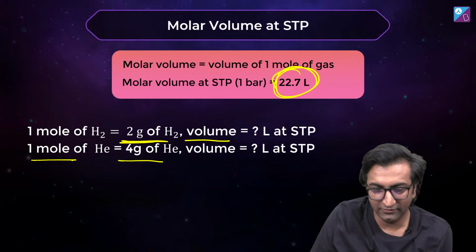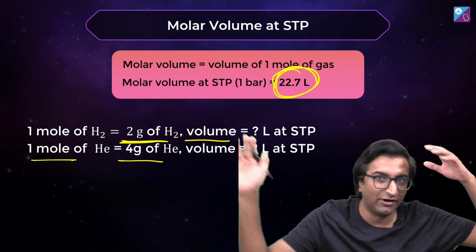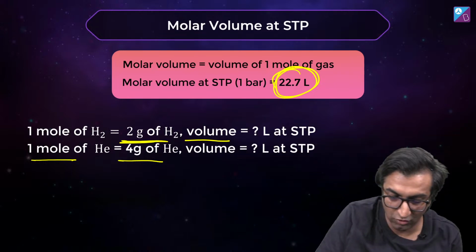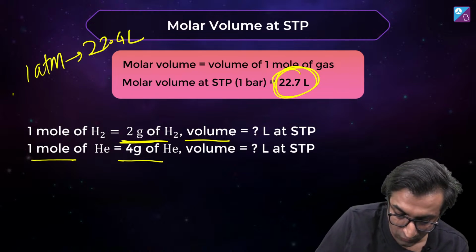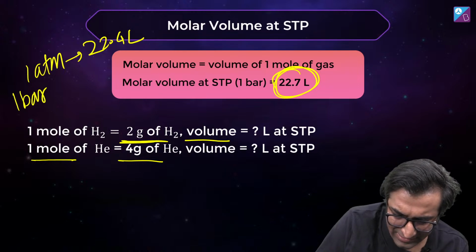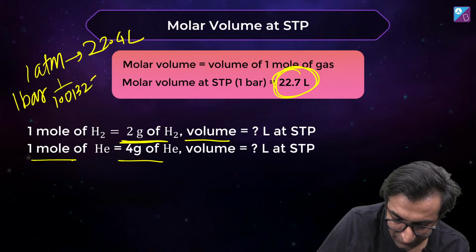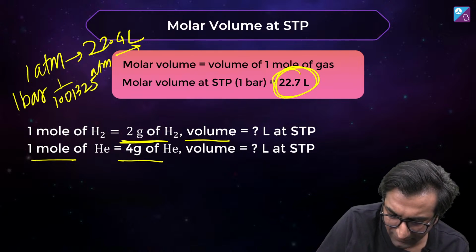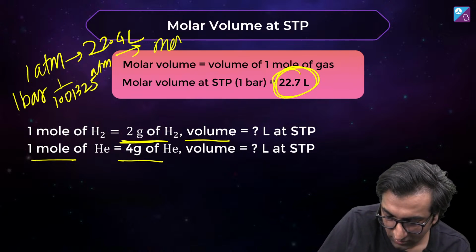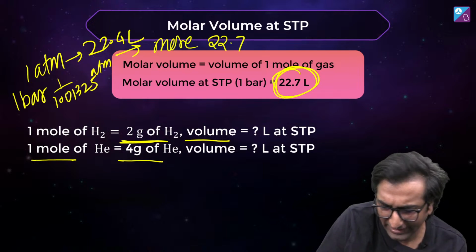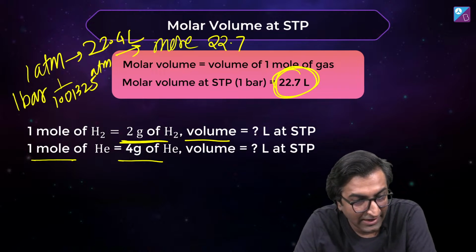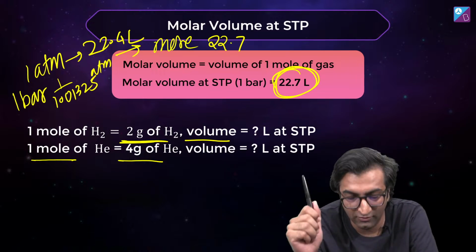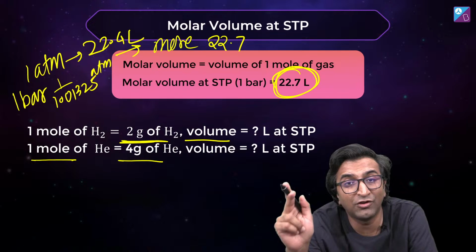It doesn't matter. Everyone who's like, oh my god, 22.4, 22.7. Boss, what you have studied is at 1 atmosphere. 1 atmosphere is 22.4 liters. 1 bar is lower than 1 atmosphere. 1 bar is 1 by 1.01325 atmosphere. It is smaller, so obviously its volume will be more. How much more? It will be 22.7. Get a calculator. That's why I said check it. Everybody who's crying about 22.4, that is at 1 atmosphere.